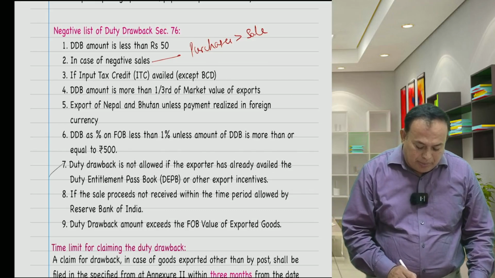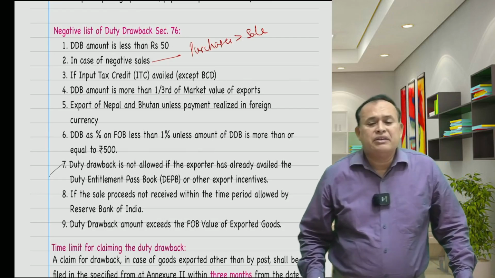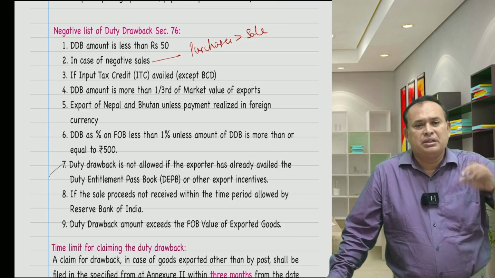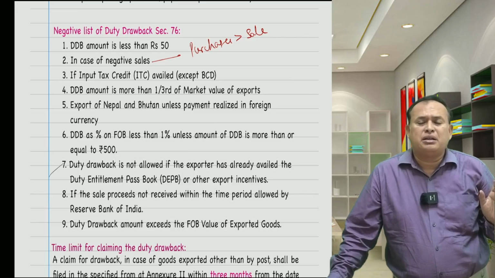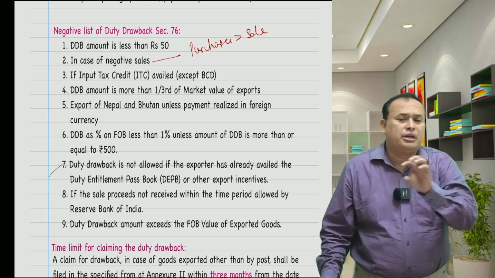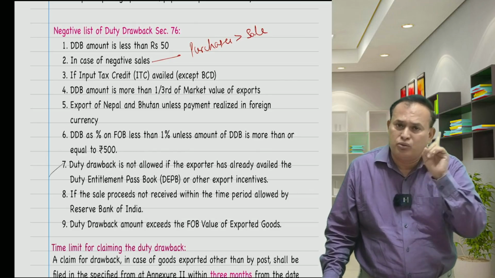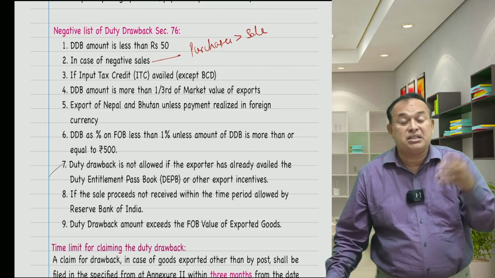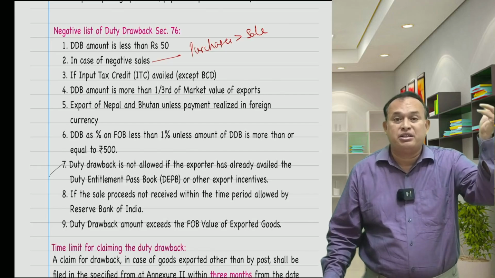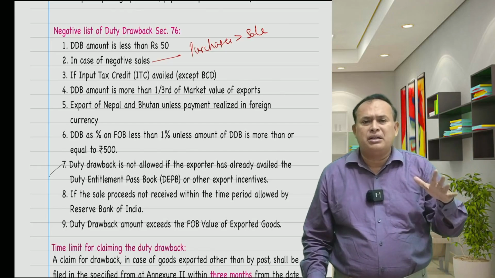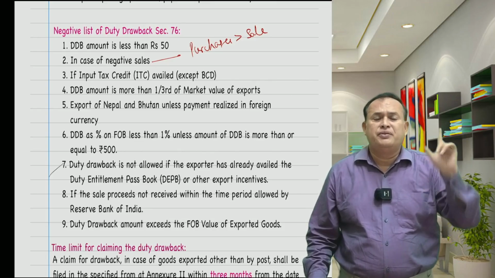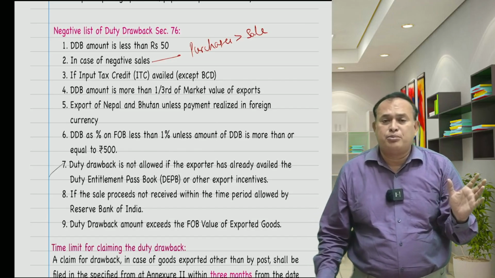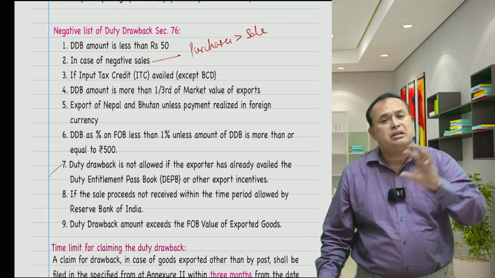Further, duty drawback is not allowed if the exporter has already availed any other export incentives. If any other export incentive refund or other export benefits are claimed, then duty drawback is not allowed. One particular transaction, one benefit only. Multiple benefits cause unjust enrichment. All refunds and all duty drawbacks are subject to unjust enrichment. If there is no unjust enrichment, then duty drawback can be granted.